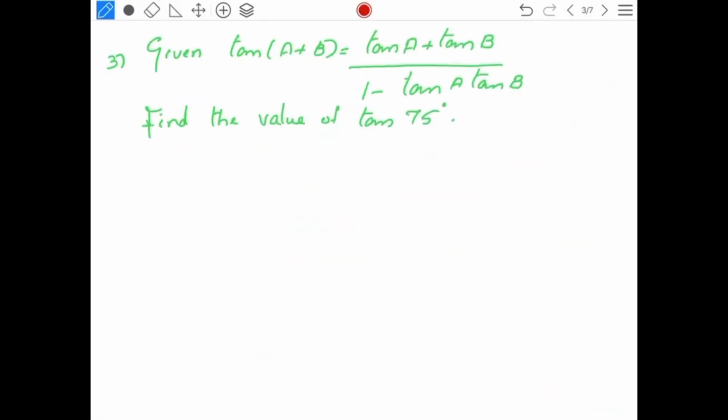Now here it is given tan of A plus B is equal to tan A plus tan B by 1 minus tan A tan B. These are identities. Now using this identity we have to find the value of tan 75. We have to use suitable values of A and B. So 75 can be written as 45 plus 30. So tan 75 can be written as tan of 45 plus 30. So now we will use this identity.